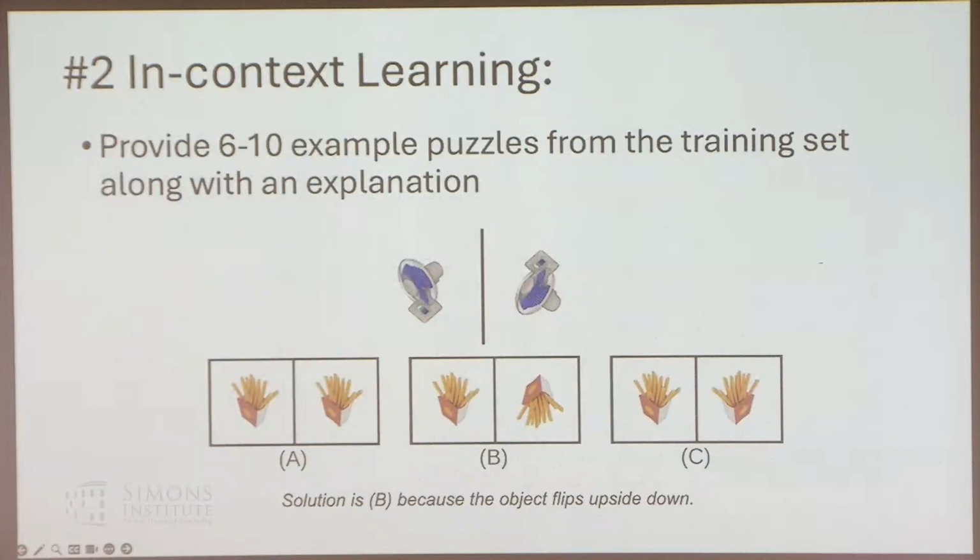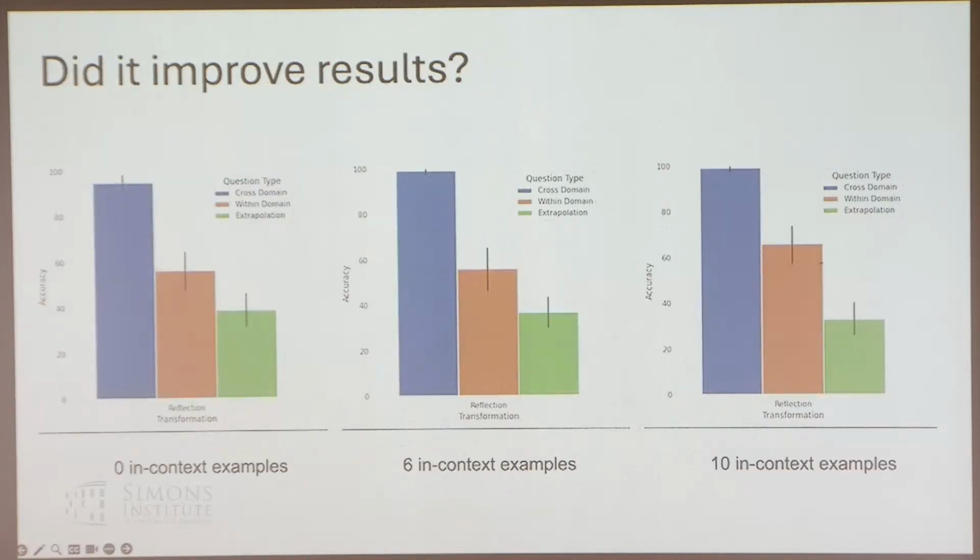The other thing we tried is in-context learning. So we tried to provide 6 to 10 example puzzles from the training set with an explanation of why this is the answer. So for instance, you can see an example here. We say, okay, solution B is the answer because the object is flipped upside down. But we don't really see an improvement in results either. Maybe with 10 in-context examples, you can more specifically identify the change, but extrapolating things is still really hard for the models.